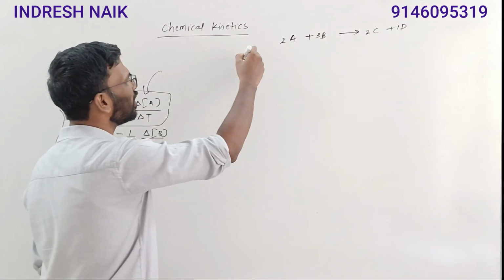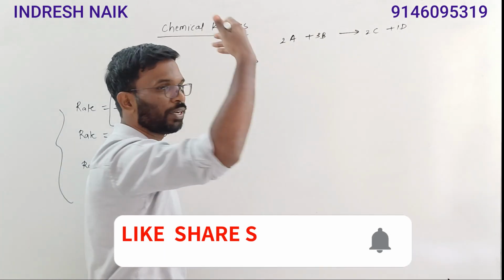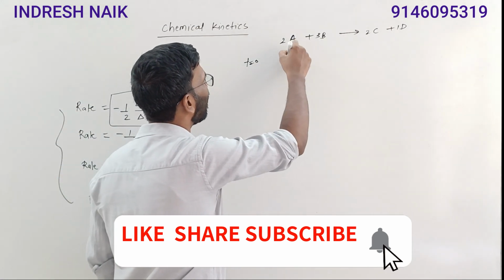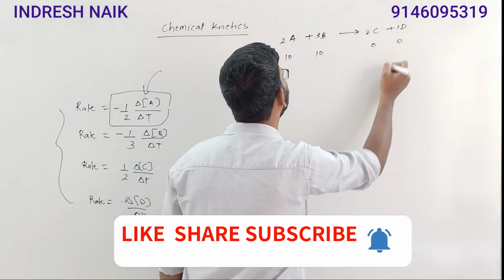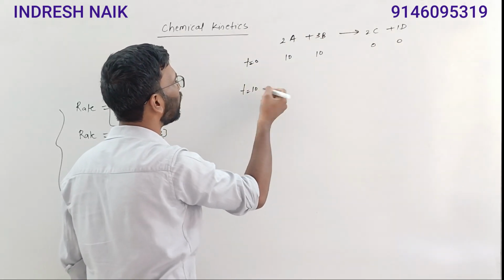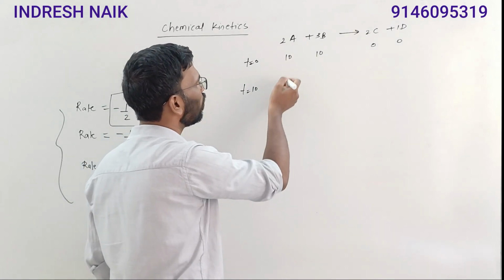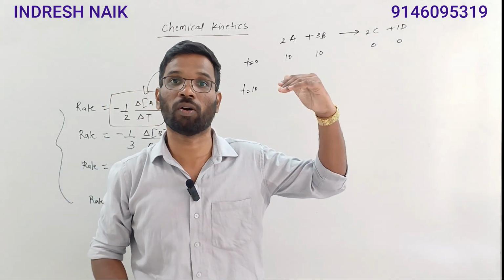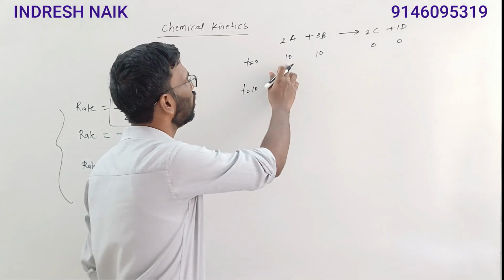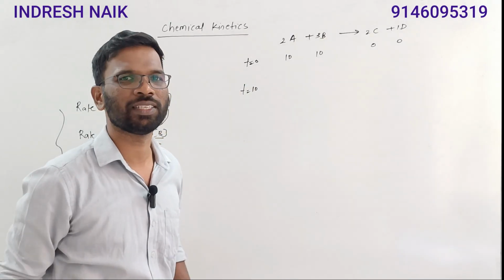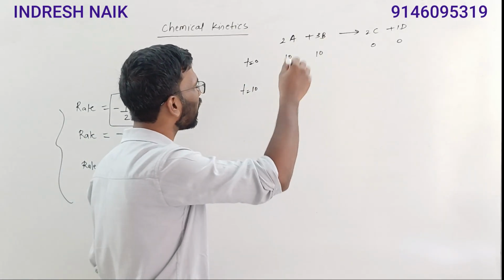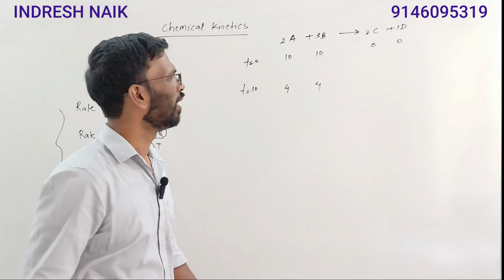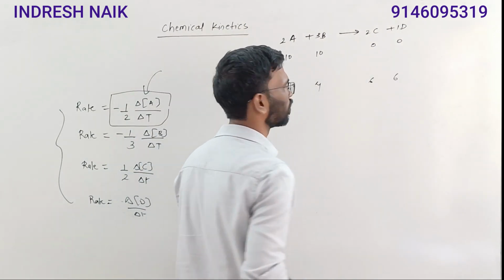For example, I'll consider time t is equal to 0, initial concentration. Let's say the concentration of A is maximum. Let's say the concentration is 10 over here. This is also 10. This is 0 and this is 0. Let's say after 10 minutes, obviously the concentration of A won't be equal to or more than 10. After 10 minutes, certain reactant is getting consumed. So let's say the concentration has become 4, and this is also 4. And here it has increased by 6.